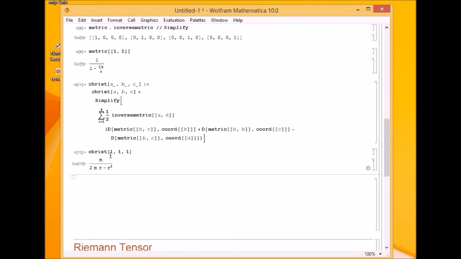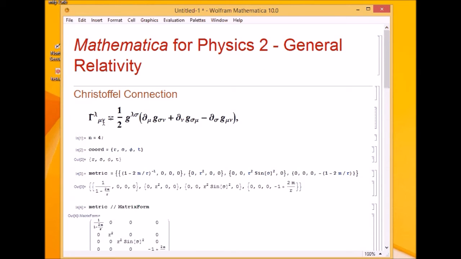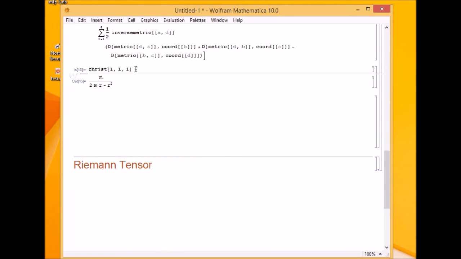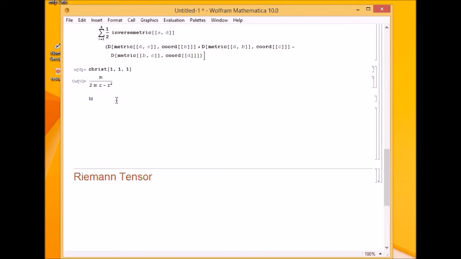Now you see there are 4 into 4 because lambda runs from 1 to 4, mu runs from 1 to 4, nu runs from 1 to 4. There are 4 into 4 into 4, 64 quantities. So I don't want to enter the function again and again. What I want to do is an automated function which just gives me a list of all the non-zero values. So what I do is I create a table. So let me create it first, and then I'll explain the code.